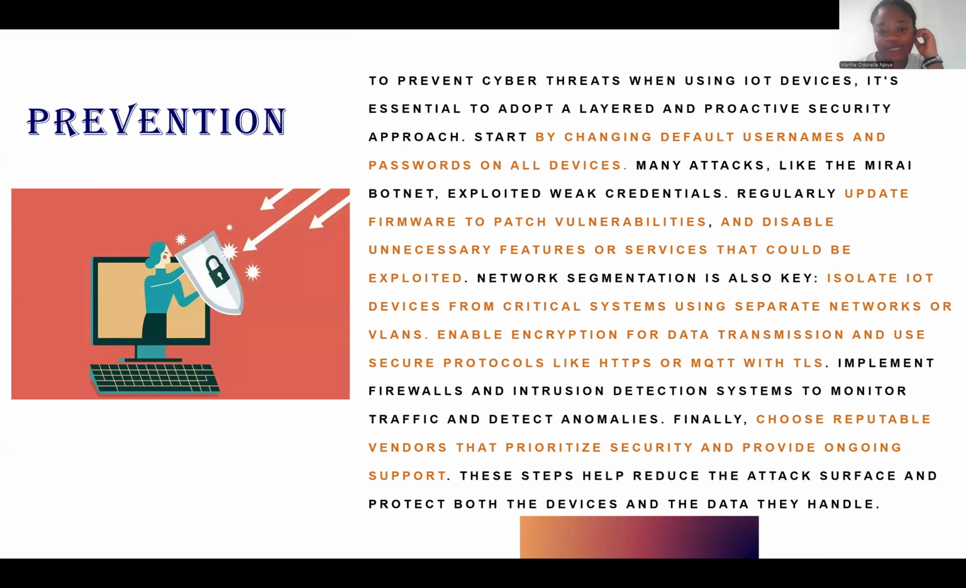Another one would be network segmentation, which means isolating IoT devices from critical systems using separate networks or VLANs. Another one will be enable encryption for data transmission and use secure protocols like HTTPS or MQTT with TLS. Implement firewalls and intrusion detection systems to monitor traffic and detect anomalies. Finally, choose reputable vendors that prioritize security and provide ongoing support. These steps help reduce the attack surface and protect both the devices and the data they handle.